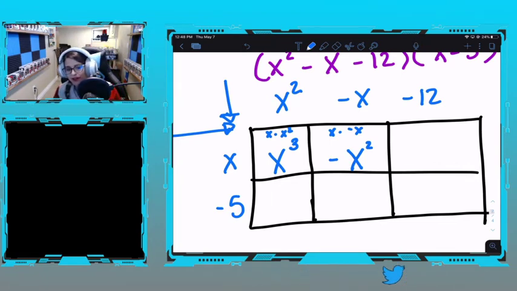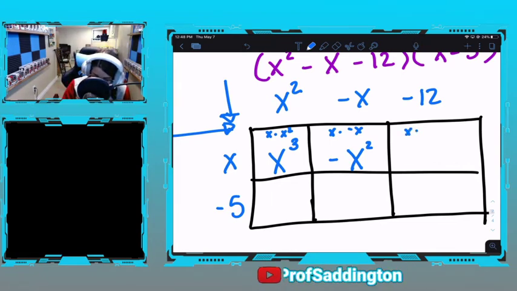Did my mic go off? No, it didn't. Okay. In the next box, I have x times negative 12, which is going to give me negative 12x.